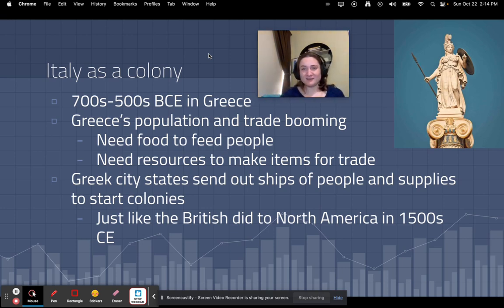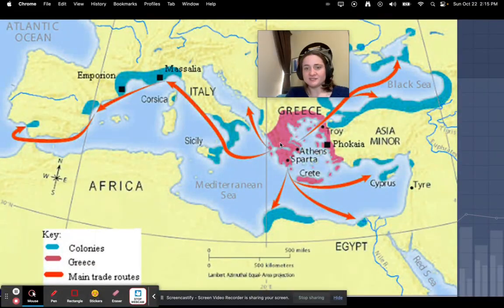You can almost think of it like the British did to North America in the 1500s, you know, like how the United States was formed. The British sent people over to North America to get supplies. It's going to be the same thing here with Greece sending people over to Italy to colonize it. So you can see here, everything in blue is areas which Greece colonized. They went all the way over here to Spain, up here through the Black Sea, down here into northern Africa. But of course, the most famous being in Italy.